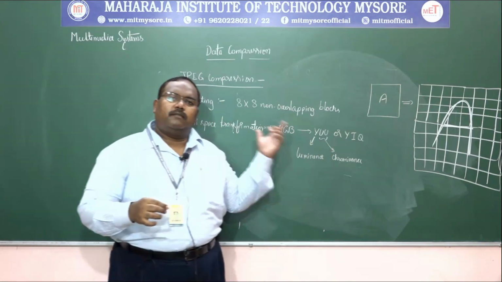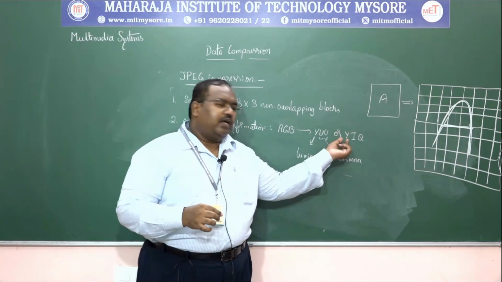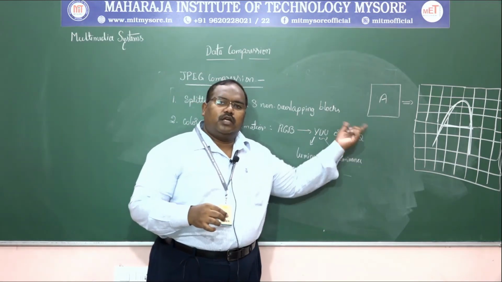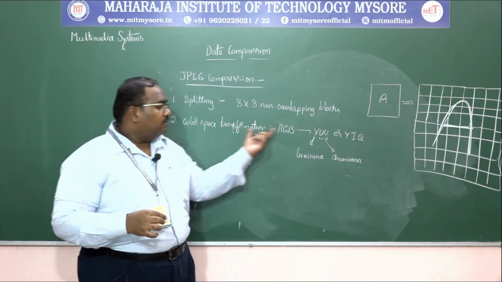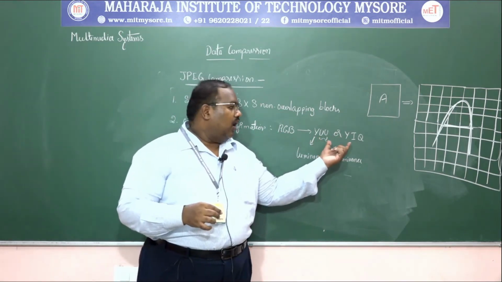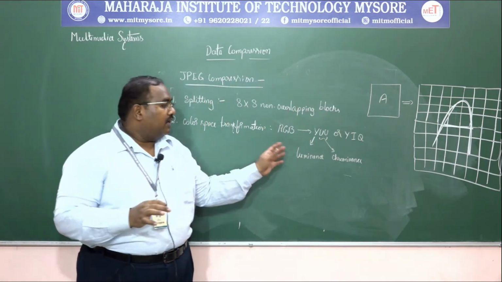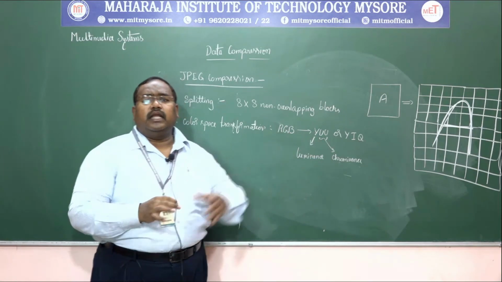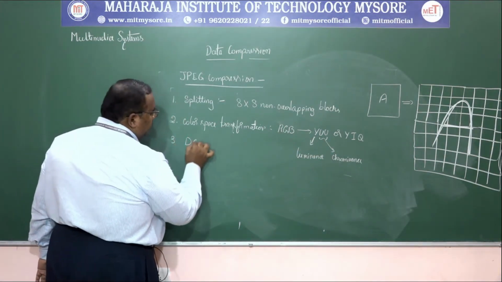There are two kinds of formats, YUV or YIQ, and they are basically the same. Here Y means luminance, and IQ means the chrominance factor. We need to transform the image from RGB to YUV or YIQ format, so that we have a clear separation. Next, in the third stage, we will be applying the DCT.